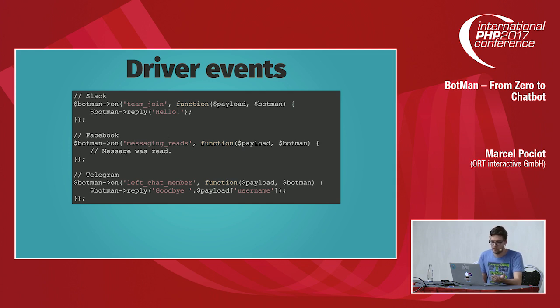With Facebook, you have an event that gets executed every time the message that you sent was actually read. The payload has the user ID, and then you can maybe perform some kind of logging, something like that. Or just another example for Telegram, there's left chat member, and then you can say goodbye. But the user wouldn't see it because he already left.